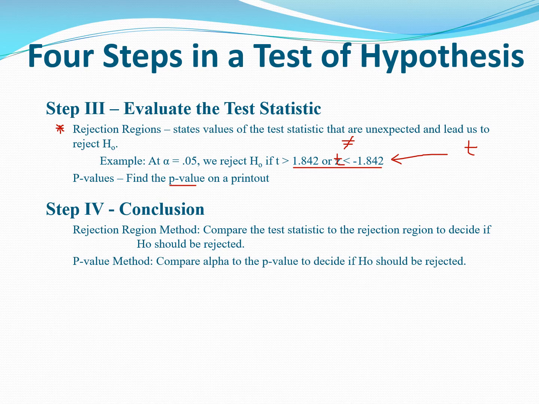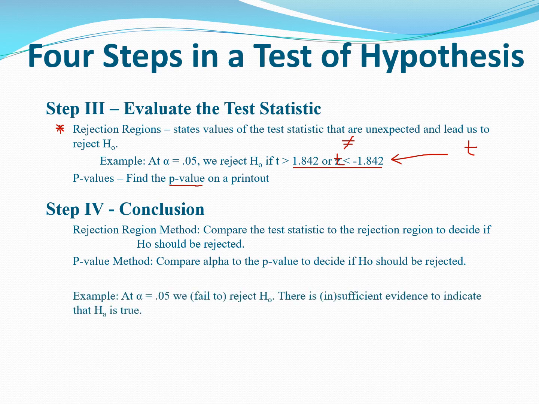For the p-value method, you just compare alpha to the p-value. It's very simple. We talked about in the prior lecture, the p-value lecture, when p is low, you can reject the null hypothesis, and it has a ring to it. When p is low, reject the H naught. That's a really easy way of remembering how to use p-values to make conclusions. So if we're rejecting, we would say at alpha, and there's always different alphas we're going to be testing, we reject, there is sufficient evidence to indicate that HA is true. If we're failing to reject, then we add the in in front: there's insufficient evidence to indicate that HA is true.